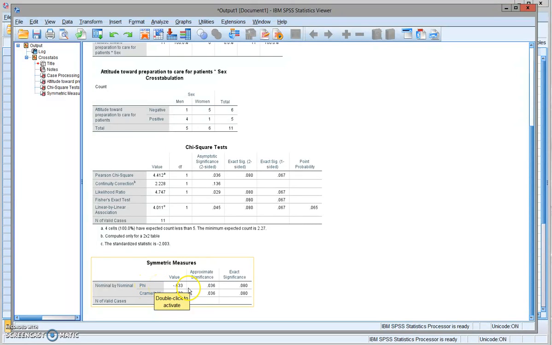And here you can read the phi. Ignore the negative sign because we're talking about the measure of effect size. So 0.63 is greater than 0.50, so we have a strong association between the two variables. Even though statistically we fail to reach significance, that could be because we have a very small sample. We didn't have sufficient statistical power, but the measure of effect size is very strong.